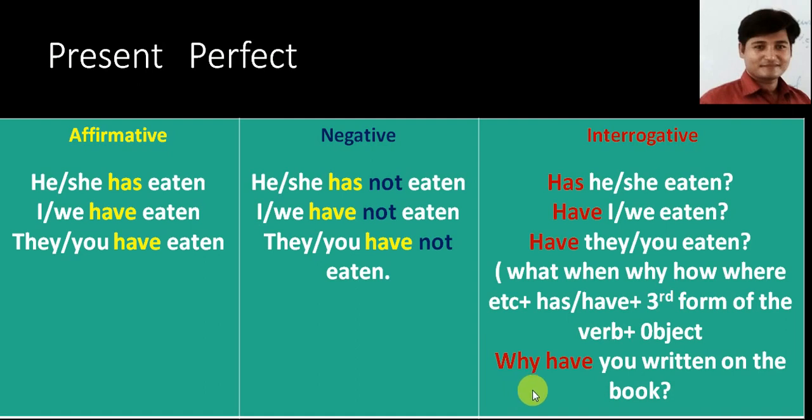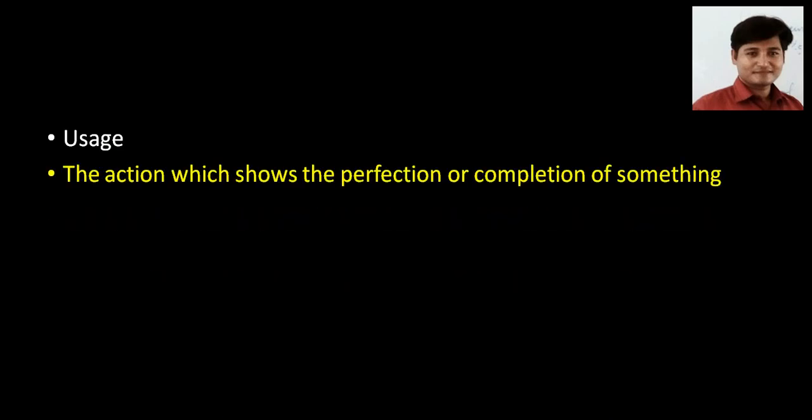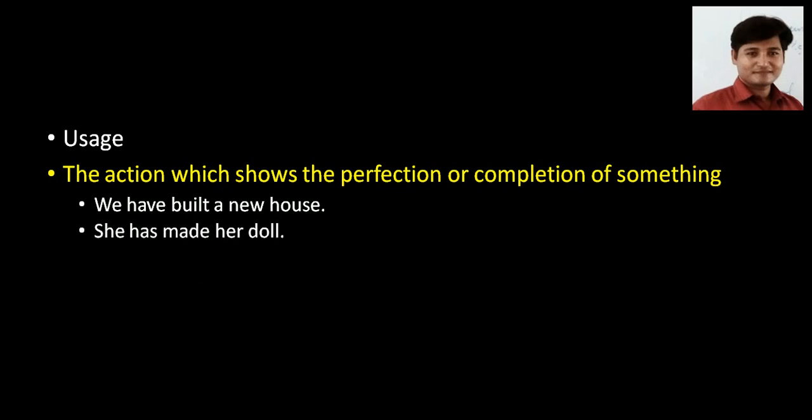And now we go forward to the usage of present perfect. These are the situations where we use present perfect tense. The first situation is the action which shows the perfection of completion of something. When something has completed, something has been done, we use present perfect tense. For example, we have built a new house. It means we have completed the construction. Now the house is complete. The work is over. Second example, she has made her doll.